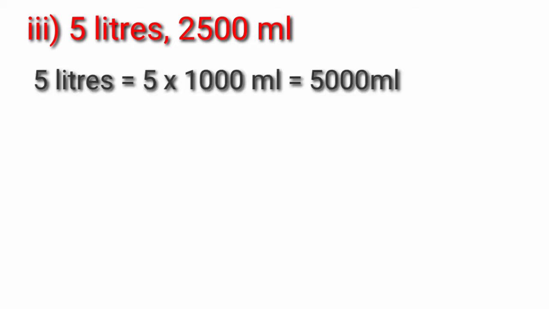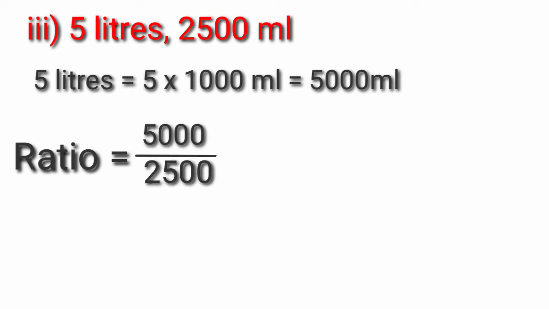Now third, 5 liters, 2500 ml. Firstly, we will convert liters into ml. So 5 liters is equal to 5 multiplied by 1000 ml, which is 5000 ml. So therefore, the ratio is equal to 5000 ml upon 2500 ml. So 0 gets cancelled. Remaining 50 upon 25. 25 1s are 25, 25 2s are 50. So it's equal to 2 upon 1. So its ratio is 2 is to 1.